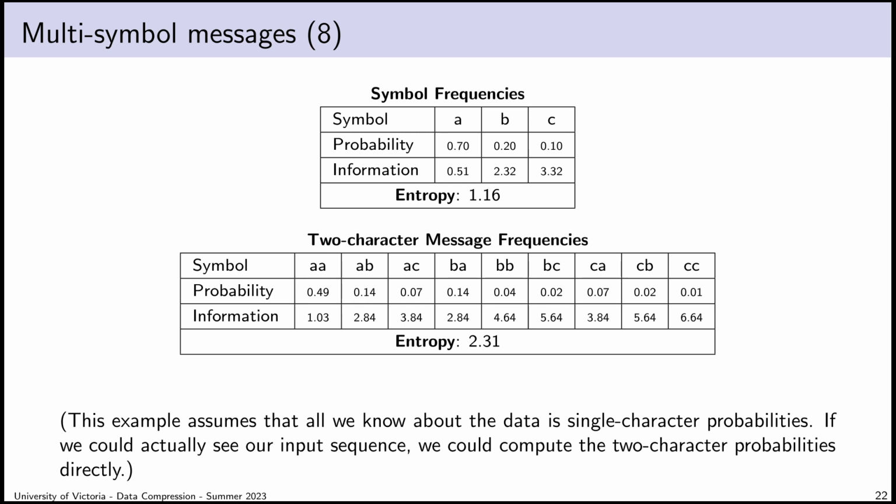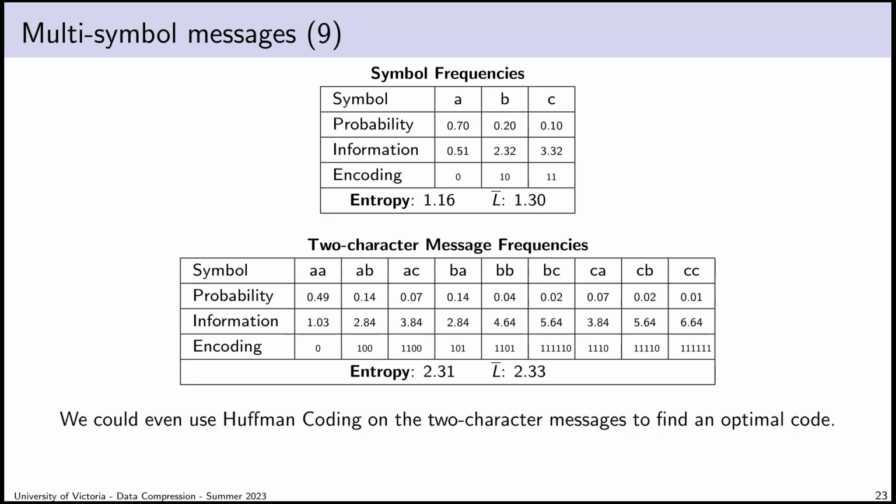So the idea, though, is either way, I could, if I wanted to, compute the probability of seeing any multi-character message from scratch. And then once I have a probability and information table, I could just go ahead and compute a Huffman code. So I could compute a Huffman code for the single character case, and I could compute a Huffman code based on the computed probabilities for the two character messages.